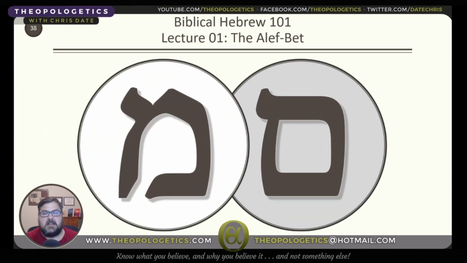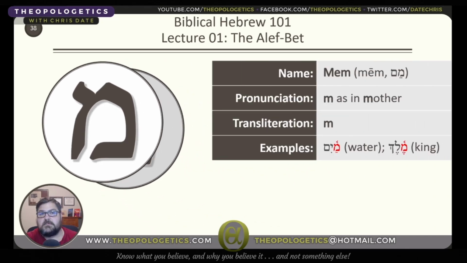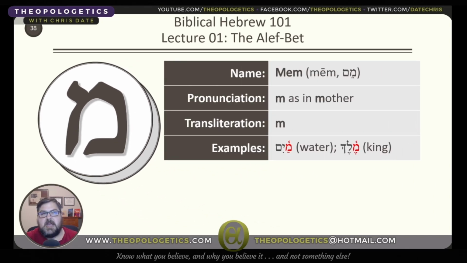Next consonant in the Hebrew Alef-Bet is mem. As you can see, we have 2 forms of mem, but in this case the difference isn't the lack or presence of a dagesh, it's the presence of a final form. We'll talk about that in a moment. The letter mem, or mame, to enunciate the vowel sound a little bit more, is pronounced like the English letter M in mother, for which reason it is transliterated using the English letter M. Hebrew words that start with mem include mayim, meaning water, and melech, meaning king.